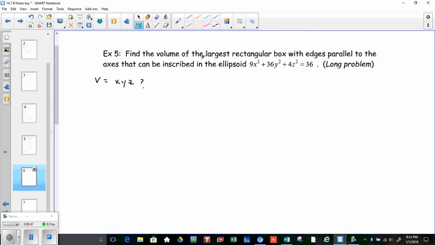We want to maximize the volume, largest possible rectangular box with edges parallel to the axes that can be inscribed in this ellipsoid. So, you get some kind of an ellipsoid, whatever it looks like, and I'm going to show you a pretty good picture of this. Then we want to take a large rectangular box and figure out what the largest rectangular box is that can be inscribed. Inscribed means that all the corners need to touch this ellipsoid within the ellipsoid. None of the pieces can go on the outside.